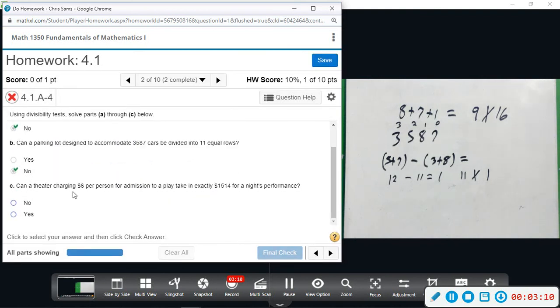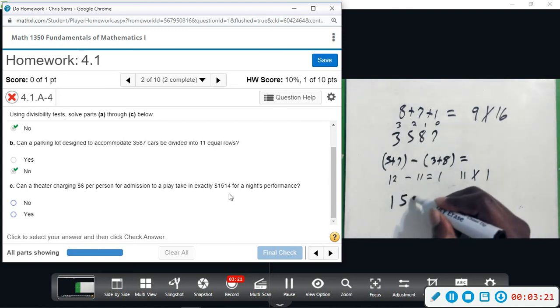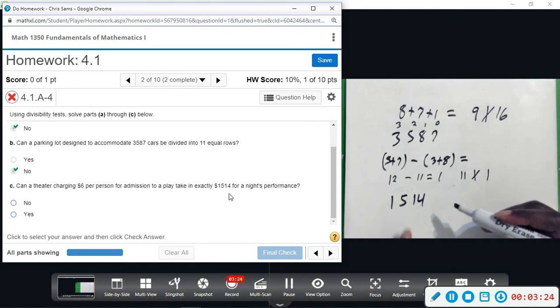And then, can the theater charging 6 per person take exactly 1514? Okay, so we want to know basically, is this number divisible by 6? In order to be divisible by 6, it has to be divisible by both 2 and 3. Checking divisibility by 2 is just as simple as looking at the ones digit. If it's even, it's divisible by 2, and this one is.